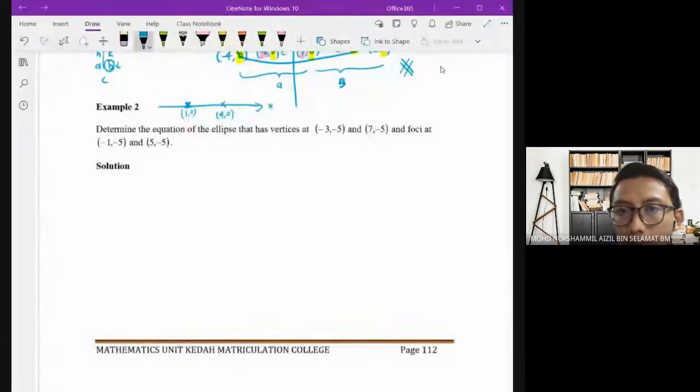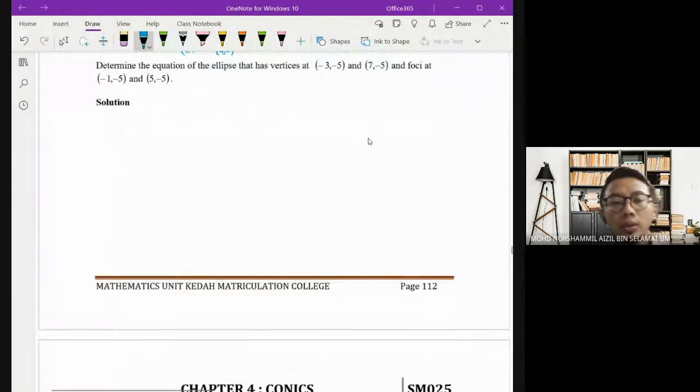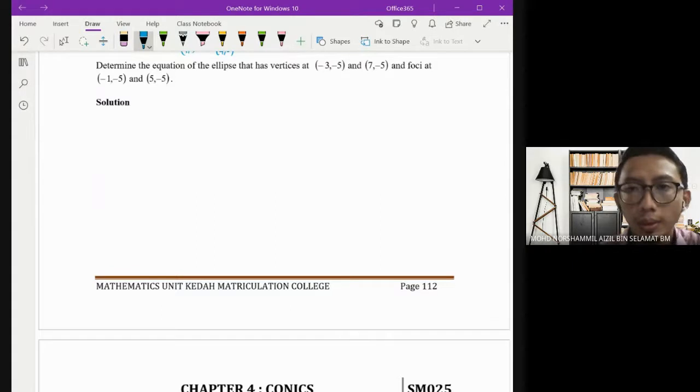It is not showing. Alright. So example number 2, determine the equation of the ellipse that has vertices at the given 2 points and foci at the given 2 points. Okay, let's label first. The big one we label as F1. V1. So this one V2. V1, this one not V because this one is for foci. So F1, therefore this one is going to be F2. Alright.